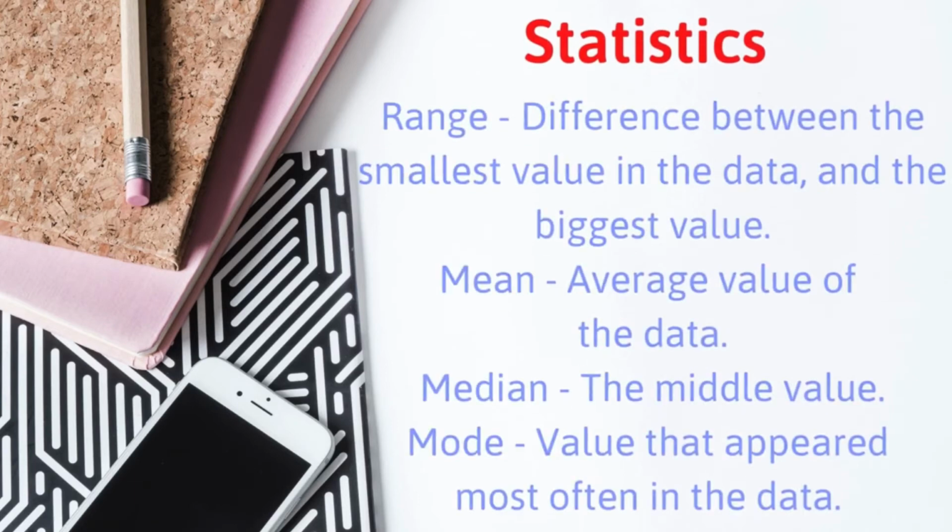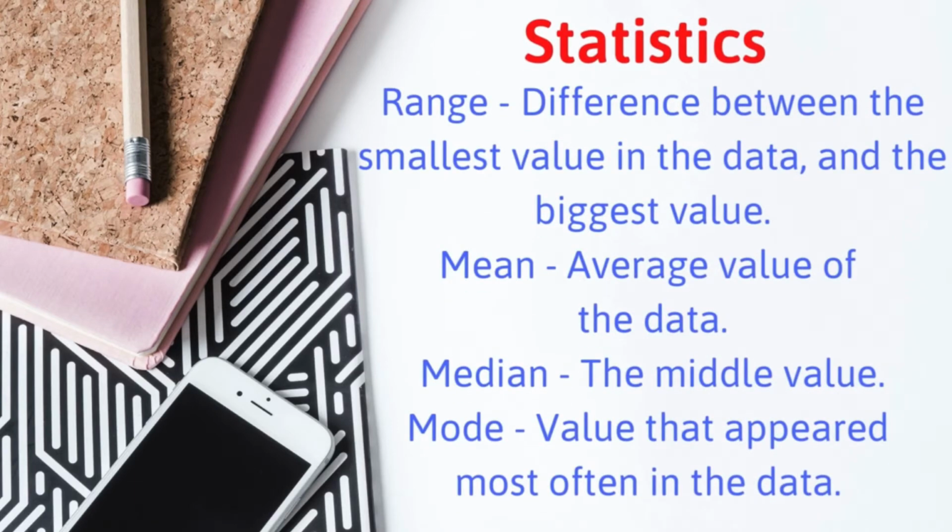Let's get started. To recap what we learnt in Key Stage 3, the range of data is the difference between the smallest and the largest values in your data. The mean is the average value of the data. The mode is the data value that was recorded the most frequently, and the median is the middle value. The interquartile range is the range between the first quarter of data and the third quarter of data.